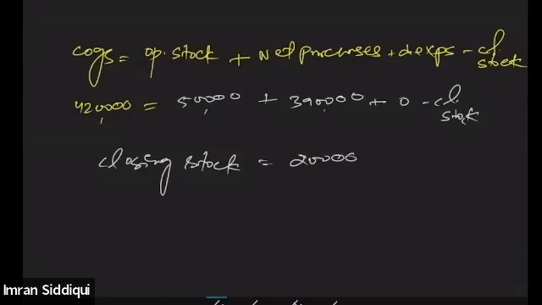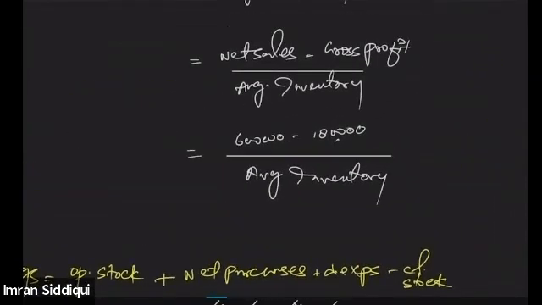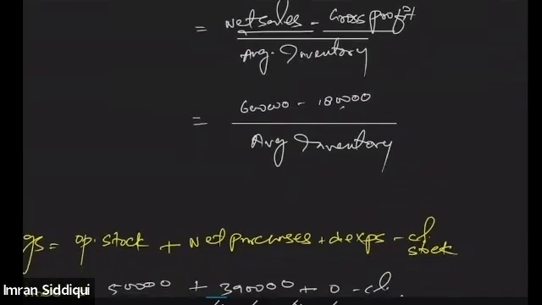Everyone is getting the same closing stock, 20,000. But sir, COGS is not given in the question. We have to find it. Yeah, so I did the calculation for that now. For finding out the COGS, I did net sales minus gross profit, which is 6 lakh minus 1,80,000. Yes. So that will be 4,20,000.